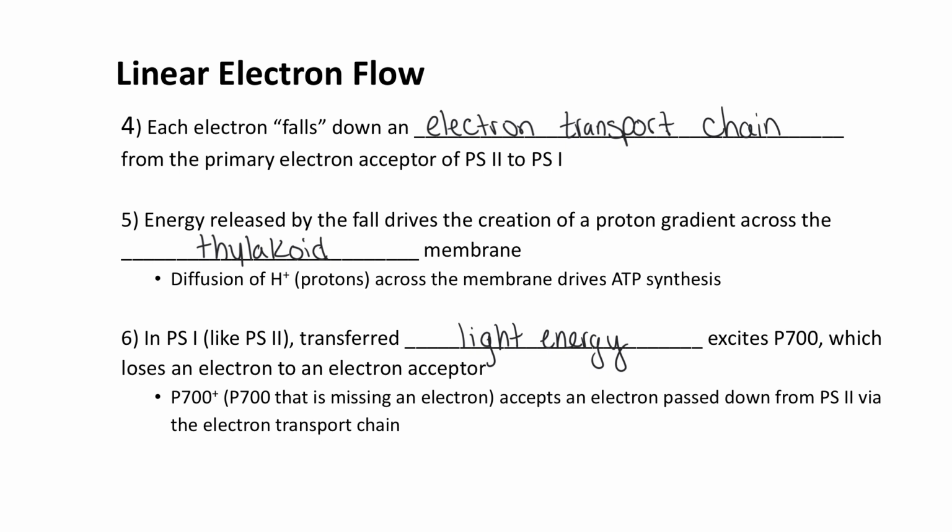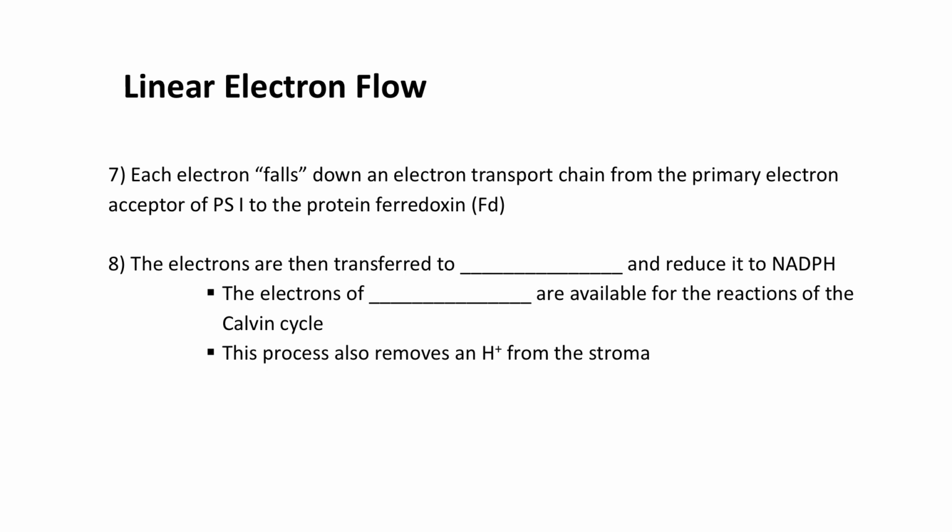P700+, which is P700 that is missing an electron, accepts an electron passed down from photosystem 2 via the electron transport chain. Each electron falls down an electron transport chain from the primary electron acceptor of photosystem 1 to the protein ferredoxin. The electrons are then transferred to NADP+, which reduces it to NADPH.